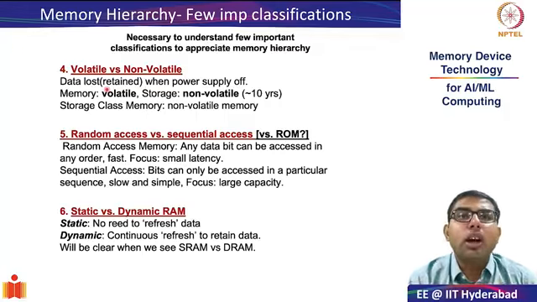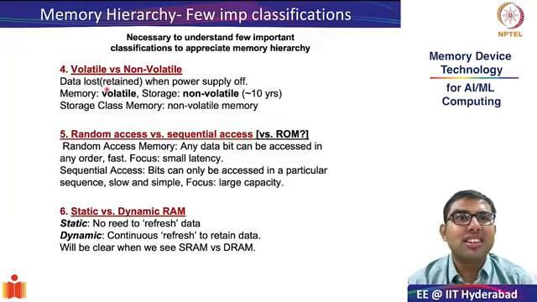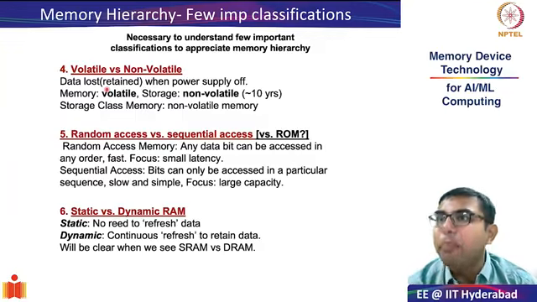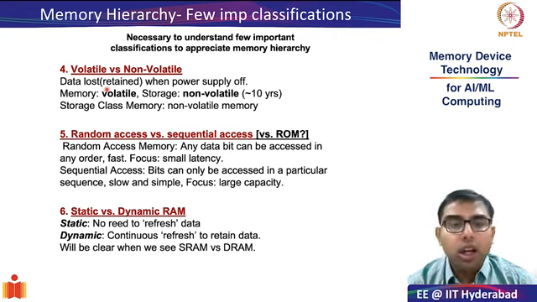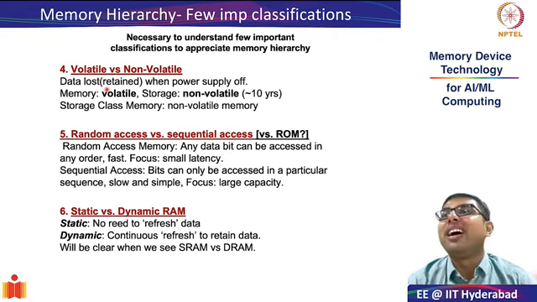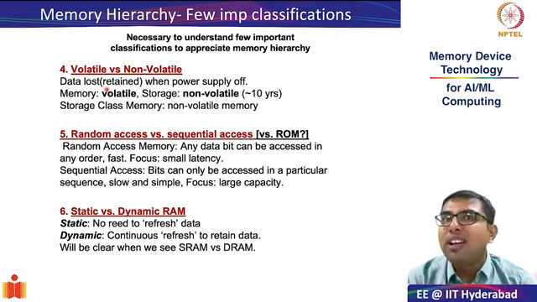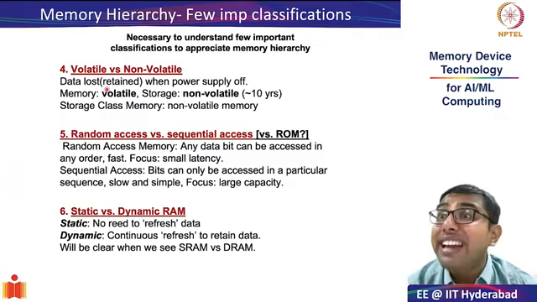In static memories, once you store the bit, there is no need to keep refreshing the bit. It is permanently stored till you switch off the power supply. However, in dynamic random access memories, as you will see, the bit is stored in a capacitive element, and as you know, capacitors leak charge.